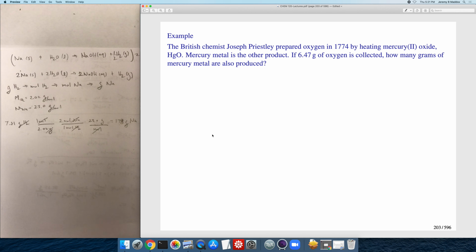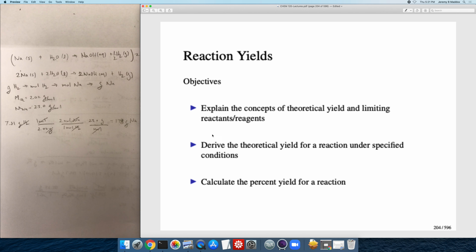Let's look at this problem here. This is the same thing, just a different reaction. And again, they want you to figure out what the reaction is and then balance it. So I'll let you practice your skills. And so we will stop this video right here, and we'll pick up next with some slightly more complicated problems involving limiting reactants in the next video.